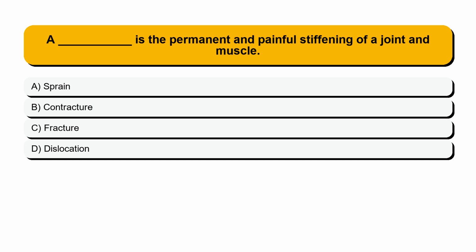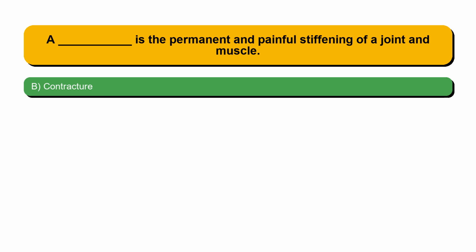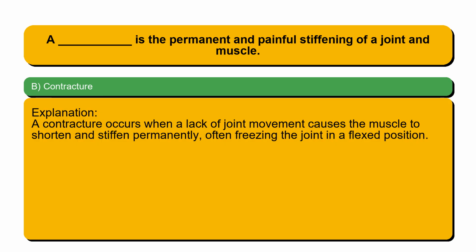Question 39. A blank is the permanent and painful stiffening of a joint and muscle. Option A. A sprain. Option B. A contracture. Option C. Fracture. Option D. Dislocation. The correct answer is option B. Contracture. A contracture occurs when a lack of joint movement causes the muscle to shorten and stiffen permanently, often freezing the joint in a flexed position.